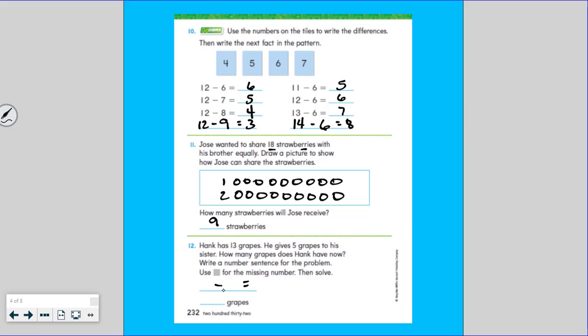Okay, so here we go. So Hank has 13 grapes. He's going to give away 5. So we're taking away 5 of his grapes to give to his sister. And so we don't know how many that equals, so this is where my box goes. So 13 minus 5 equals 8, because 8 plus 5 equals 13.